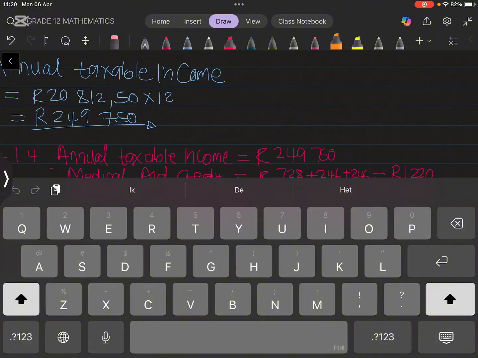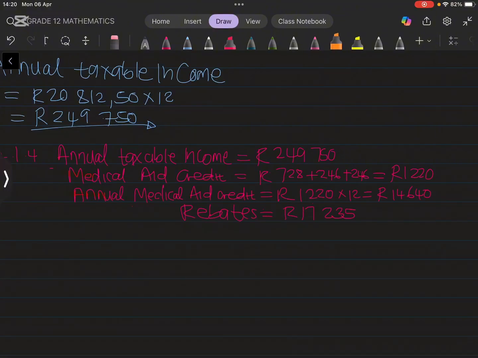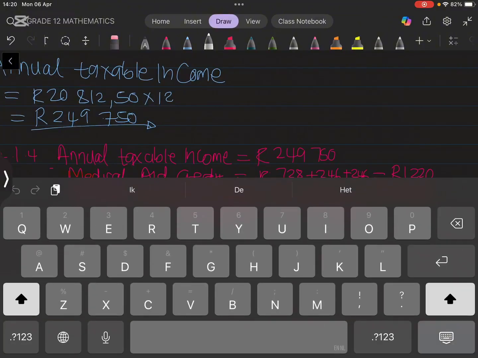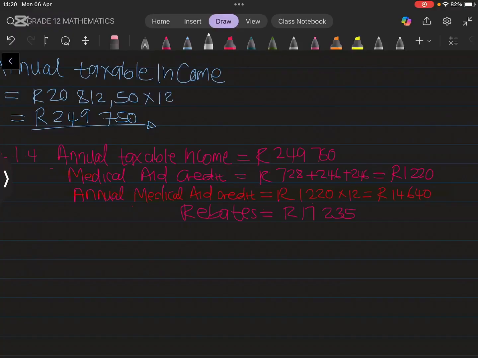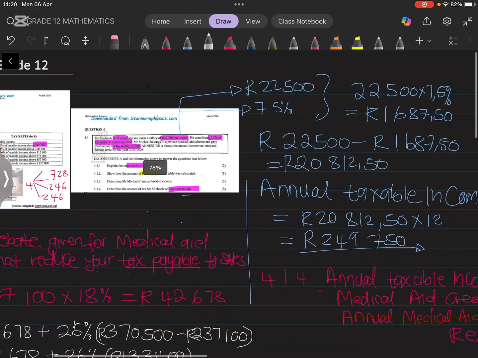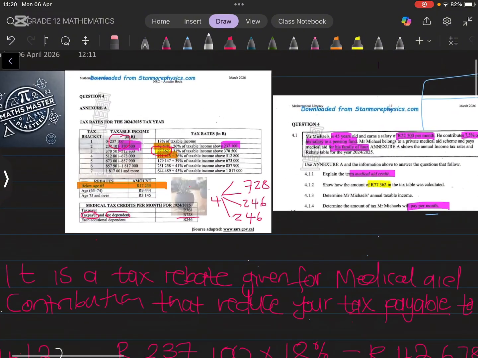So that's what we need to take into consideration when we calculate our tax. We need to take note that this is the annual, so we're going to use the annual medical aid credit. Okay, let's now start with our calculation. We're going to check in which bracket 249,750 falls. So we go to our tax bracket.